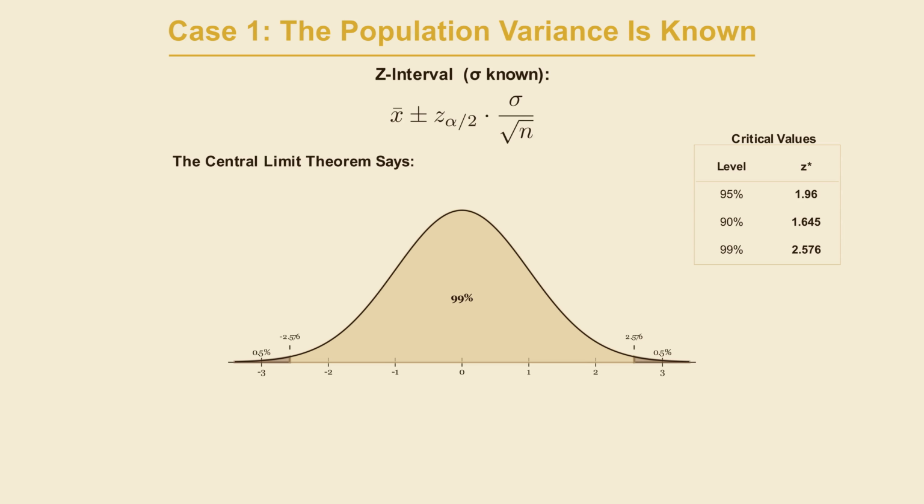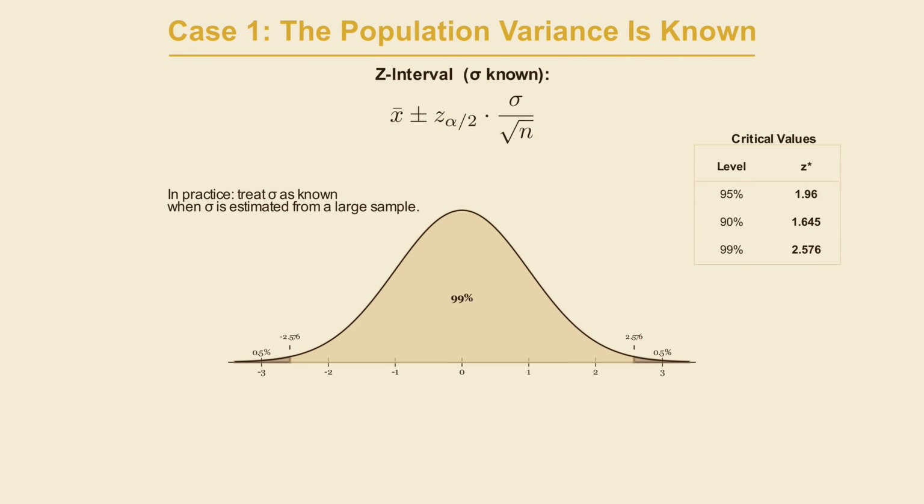The structure connects directly back to the central limit theorem. The sampling distribution of the sample mean is approximately normal with mean mu and standard error sigma over root n. The critical value z alpha over 2 marks the boundary that captures the middle 1 minus alpha of that distribution. For 95% confidence, you go out 1.96 standard errors in each direction. That leaves 2.5% in each tail. Then for a wider confidence interval, you go out further. So for 99% confidence, you go out 2.576 standard errors, for example.